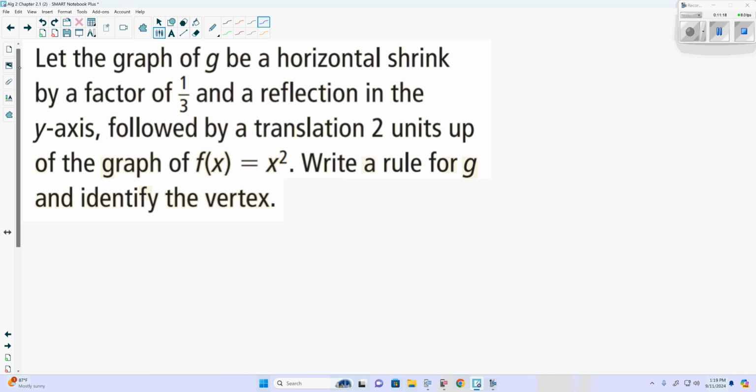Well, let's do one last one. Let's do this one here. Let the graph of g be a horizontal shrink by a factor of 1/3 and a reflection in the y-axis followed by translation 2 units up of the graph f of x equals x squared. So first thing we'll have is horizontal shrink. I'll call it h of x.